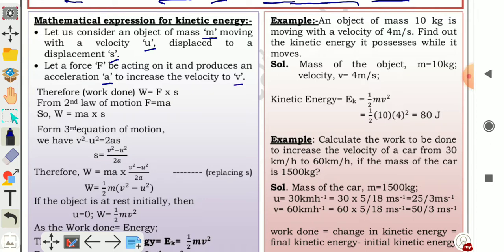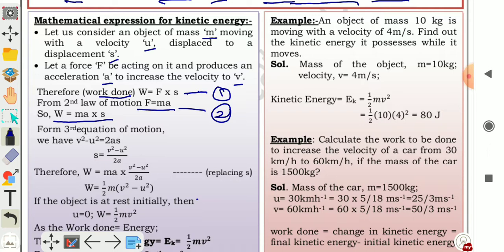Therefore, work done is W equal to F into s. This is your first equation. From the second law of motion, F equal to ma. This is your second equation. If we place the value of F in equation 1, we will get W equal to ma into s.